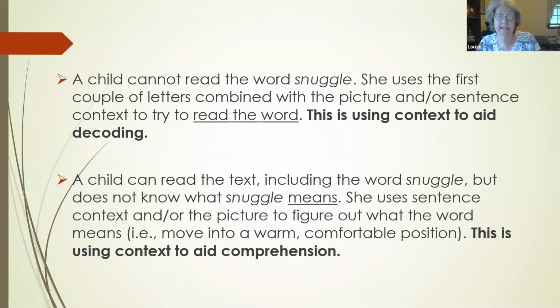Let's consider a second scenario. So let's say another child can read the text, including the word snuggle, but does not know what the word snuggle means. She uses sentence context and or the picture to figure out that the word means move into a warm, comfortable position. This is using context to aid comprehension. The first one is problematic. The second one is not.